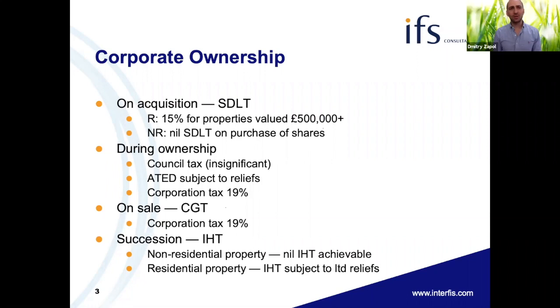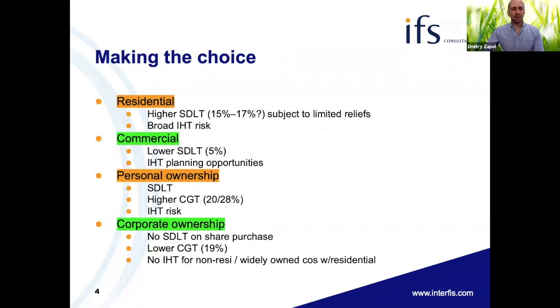What can you do? You can take out a loan to purchase, but it's very tricky. Now moving on to making the choice, I've tried to put in orange the high risk, and in green the lower risk. Clearly, residential property is more expensive to buy and you have to pay inheritance tax. Whereas for commercial property or for multiple residential properties, you can achieve lower SDLT and can also achieve inheritance tax opportunities. Commercial wins. Personal versus corporate ownership.